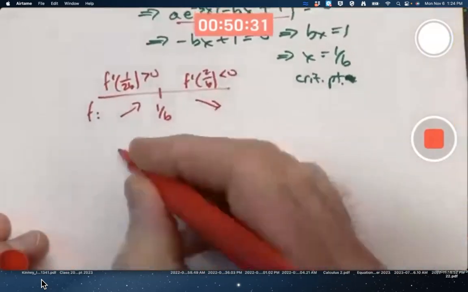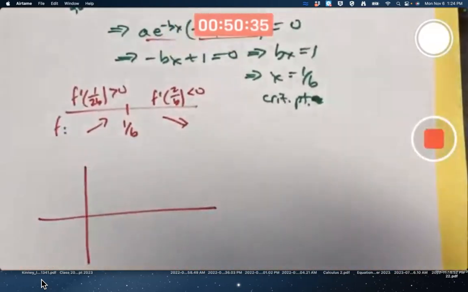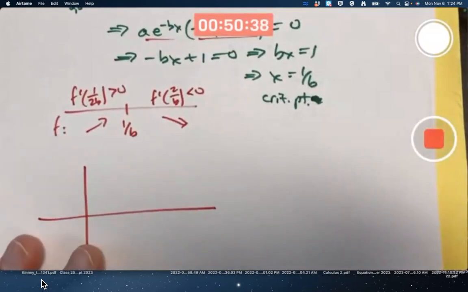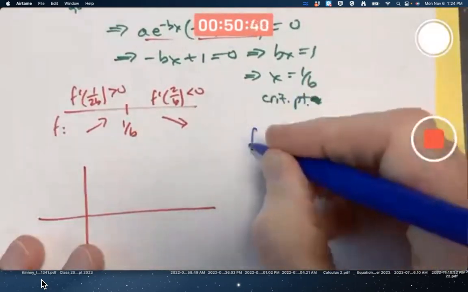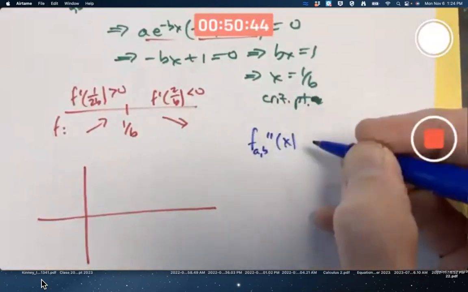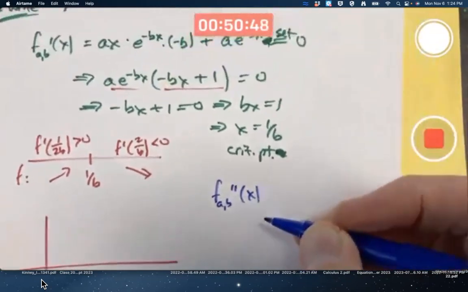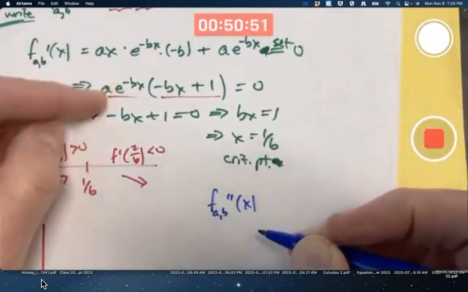The graph, well, we might wonder whether there are any inflection points as well. Let's do that. Let's find f double prime. I'm going to continue to use subscripts, and you should feel comfortable doing so if I ask you to. Take the derivative of this.